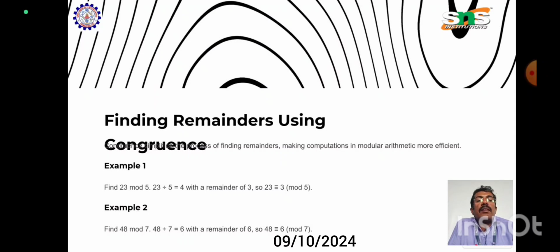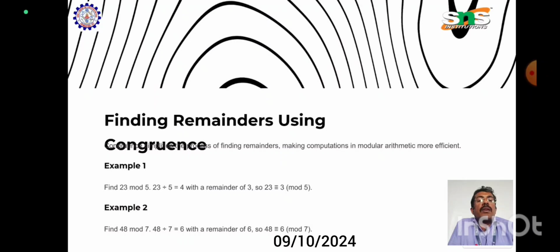It is given as 23 mod 5. So what happens there? If you divide 23 by 5, you get 4 with a remainder of 3. You write 23 congruent 3 mod 5.